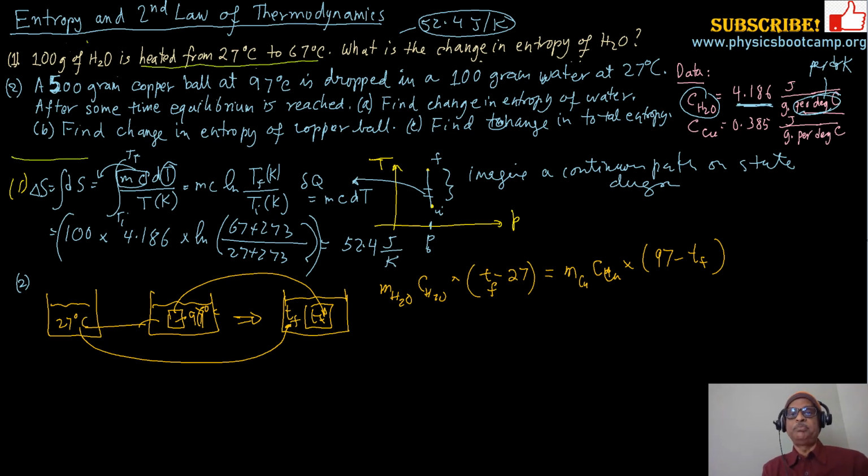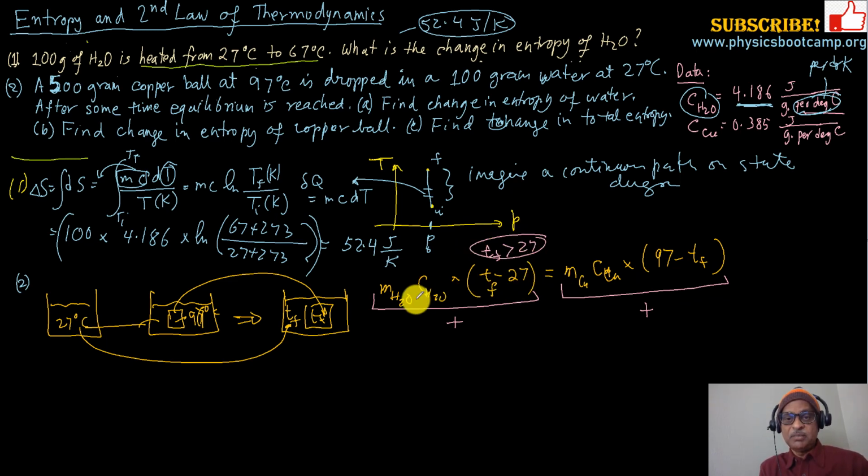Often there's a mistake I find here. Be very careful, make sure that this is plus and this is also plus, because TF is greater than 27, that makes it plus, and TF is less than 97, that makes it a plus. Okay, so that's correct. So now I need to solve for TF.